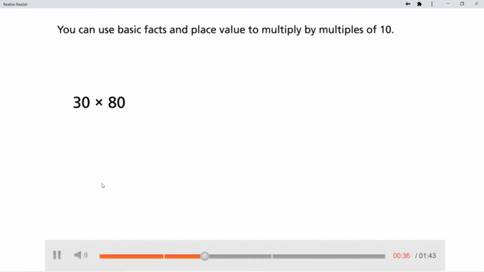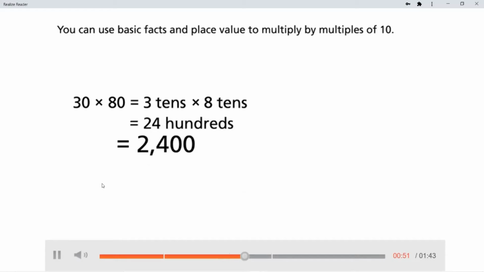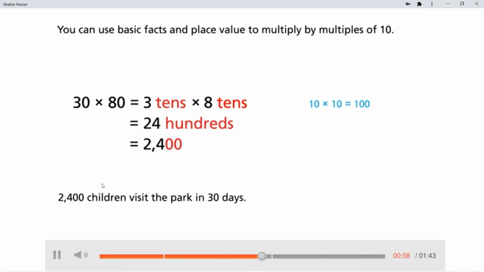You can use basic facts and place value to multiply by multiples of 10. 30 times 80 equals 3 tens times 8 tens. 3 tens times 8 tens equals 24 hundreds, or 2,400, since 10 times 10 equals 100. 2,400 children visit the park in 30 days.